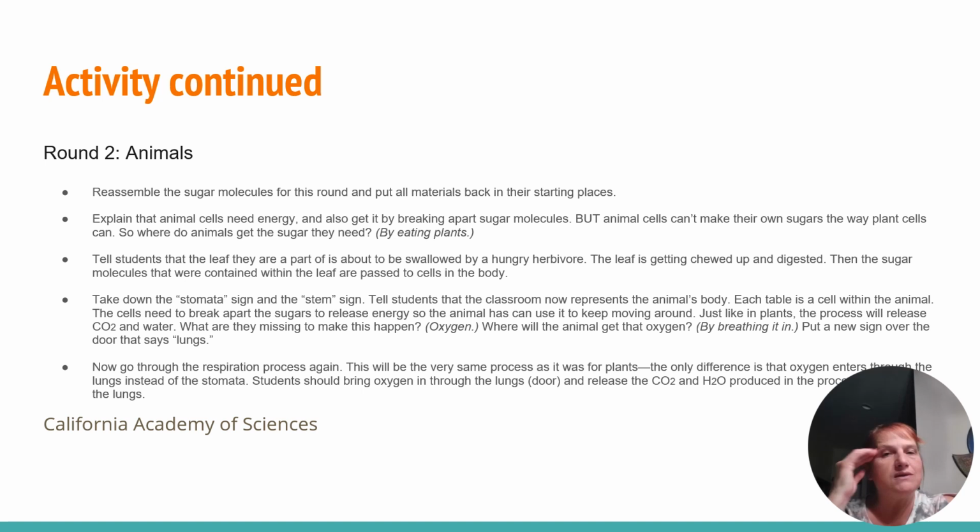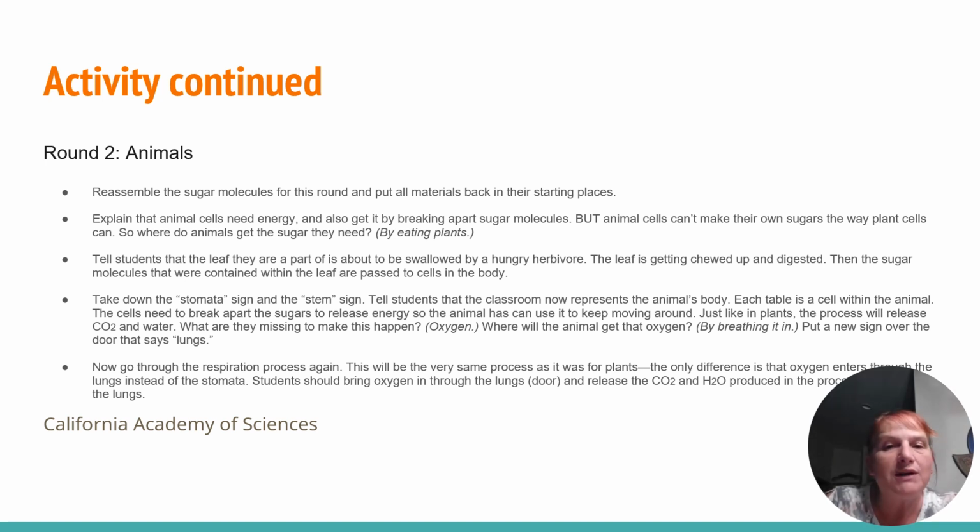So we tell the students that the leaf they are a part of is about to be swallowed by a hungry herbivore. The leaf is getting chewed up and digested. Then the sugar molecules that were contained within that leaf are passed to the cells in the body. So we take down the stomata sign and the stem sign. We tell students that the classroom now represents the animal's body. Each table is a cell within the animal.